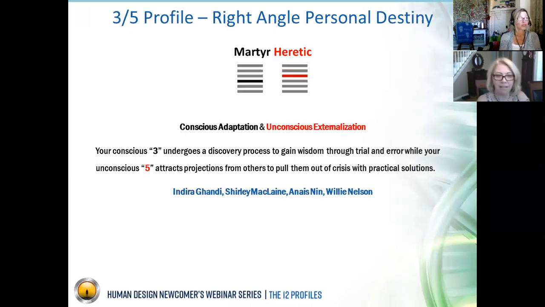Speaking of more heretics, the 3-5, another right angle personal destiny, the martyr heretic. Okay, we have conscious adaptation and unconscious externalization. So again, the conscious 3 undergoes this discovery process, the trial and error, to gain wisdom, while the unconscious 5 attracts projections from others to pull them out of crisis, to save the day with practical solutions. The assistant director of the International Human Design School, Becky Black, is a 3-5. And we also have Indira Gandhi, Shirley MacLaine, Anais Nin, and Willie Nelson, a 3-5.